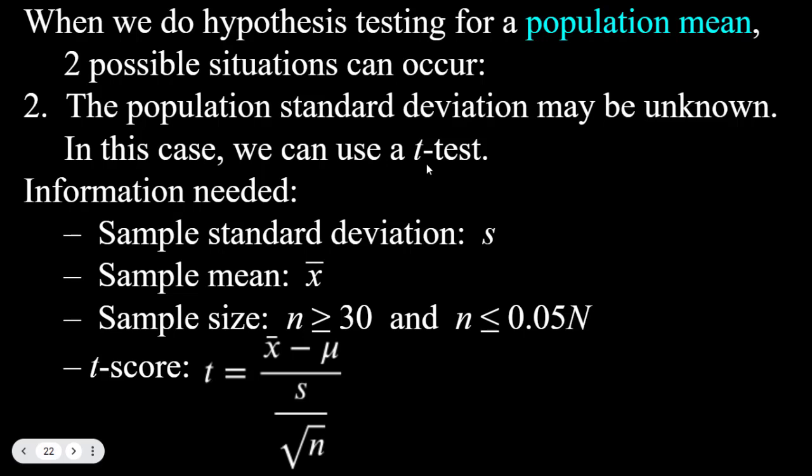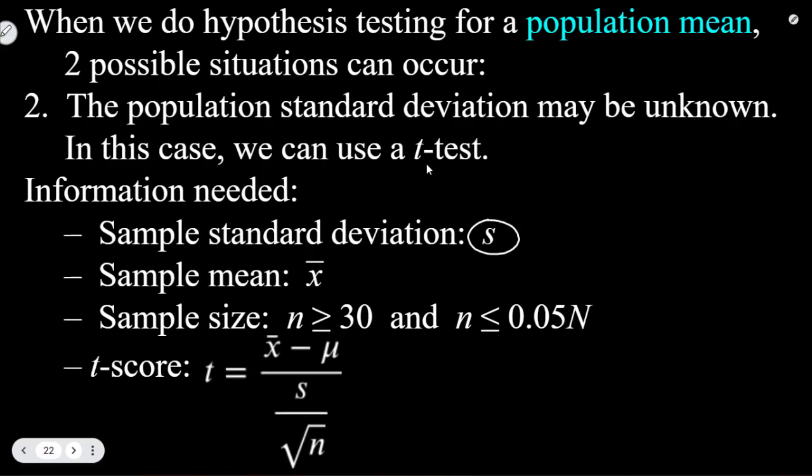And then we have that additional criteria that your sample size should not be more than 5% of your population size. And then we use our t-score, which is x bar minus mu divided by S over the square root of n. So that is our t-score. And again, that's when we do not know the population standard deviation, so we use the sample standard deviation instead.